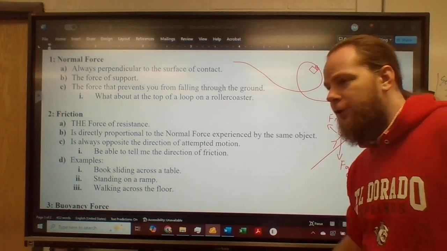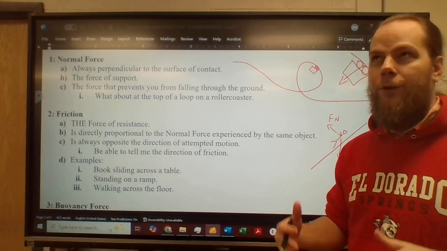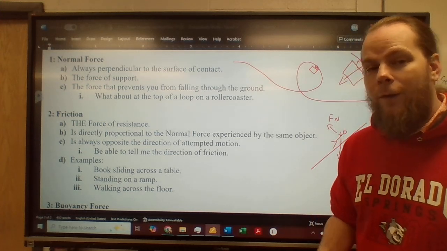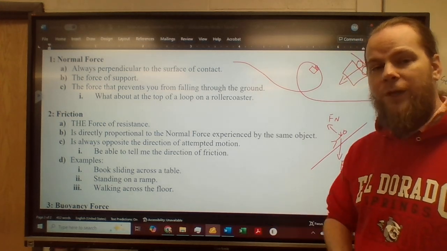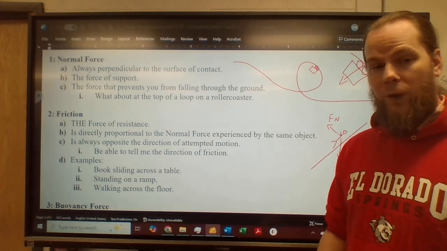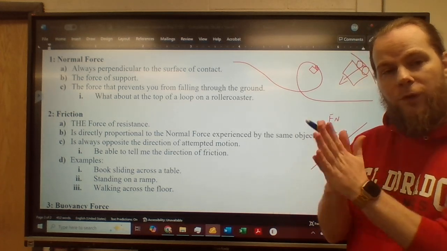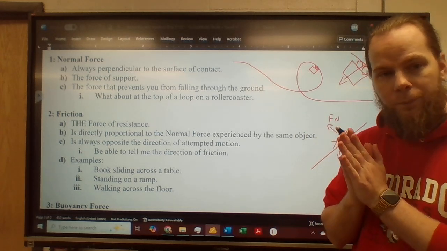There's not always friction. There's not always tension. There's not always buoyancy. There's not even always an applied force or tension force. But there is always a normal force when two objects are contacting each other.